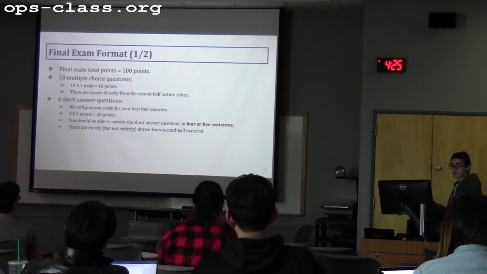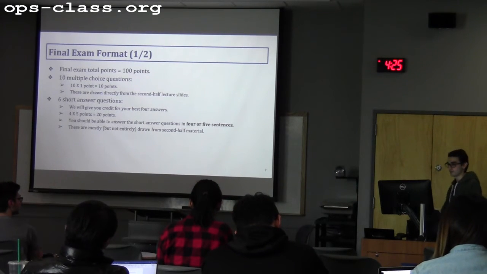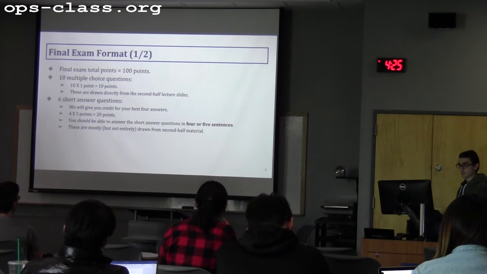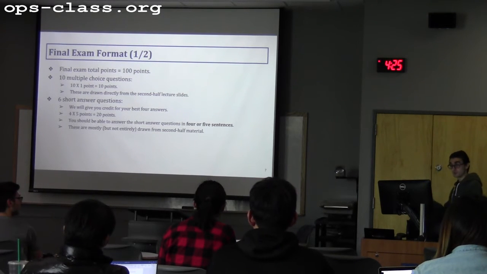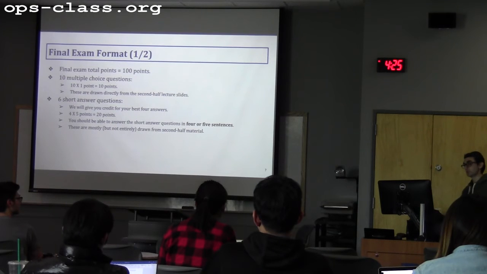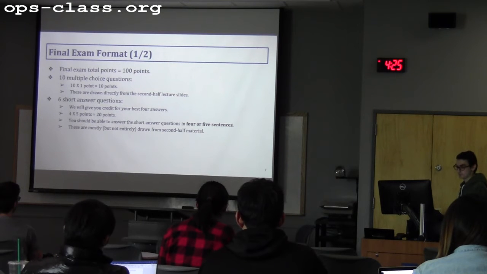So the 10 multiple choice questions are drawn directly from the second half of the lecture slides. You're required to answer all 10 of them. Then you're going to have 6 short answer questions. You're required to answer 4 or more, and we're going to give you credit for the best 4 answers. So 4 by 5 is going to be 20 points for the short answer. These are similar to the midterm short answer, and these are mostly drawn from the second half. That means you might get some questions from the first half in the short answer questions.